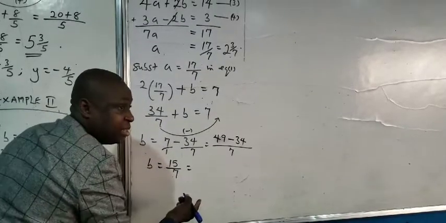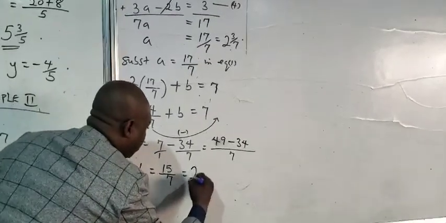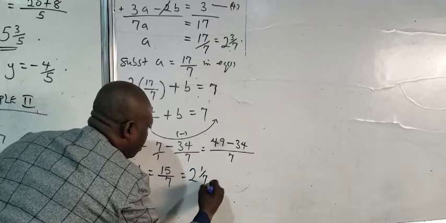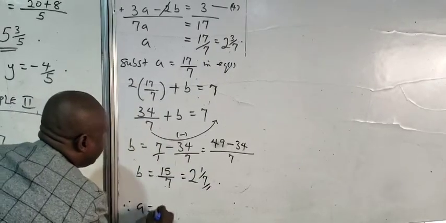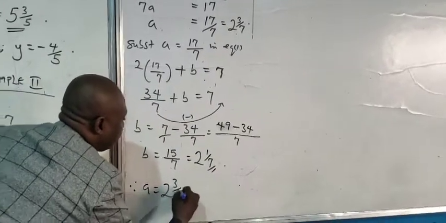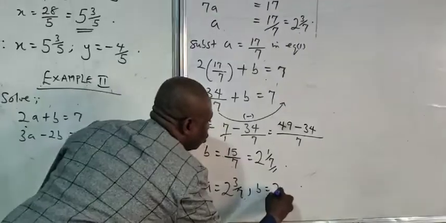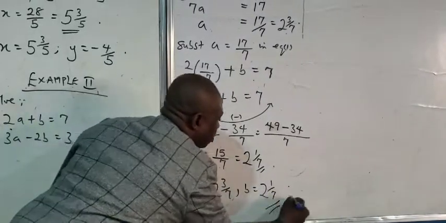If you want to express that in a mixed fraction way, that will give you 2 whole number 1 over 7. So therefore, A is 2 whole number 3 over 7, and B is 2 whole number 1 over 7.